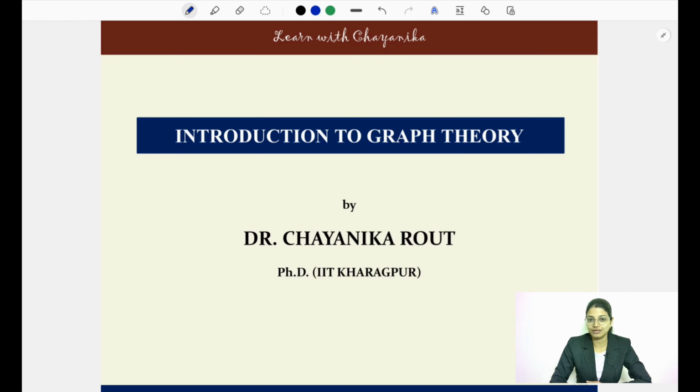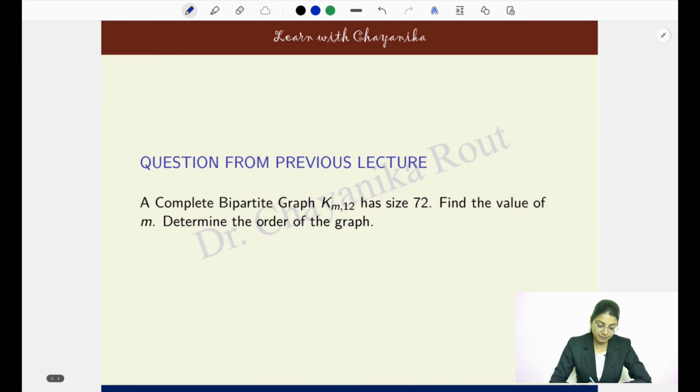Well, towards the end of the previous lesson, I posted one numerical problem based on complete bipartite graphs for your practice, which I am supposed to solve in the very beginning of this lecture. So let's first go through the solution of that particular problem. Before that, let's have a look at the numerical problem once again.